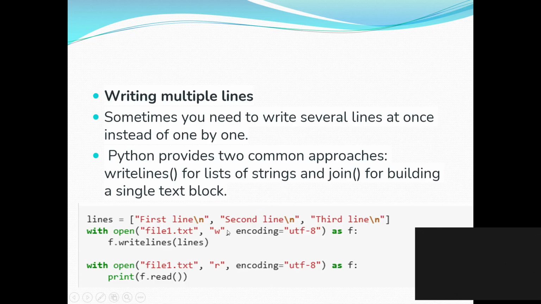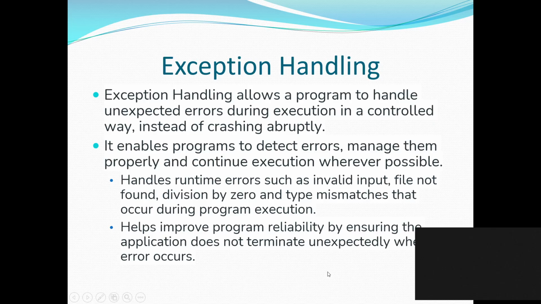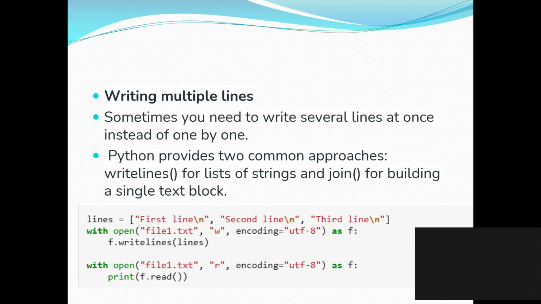Okay. So what does it do? It first adds the first line, then it goes to the second one and writes the second line, and then it goes to the third one and stores the third line. So if I open file1.txt in write mode and then read it, it prints the first line, then the second line, and then the third line. Okay, so as of now, we have very well finished our file handling lecture.